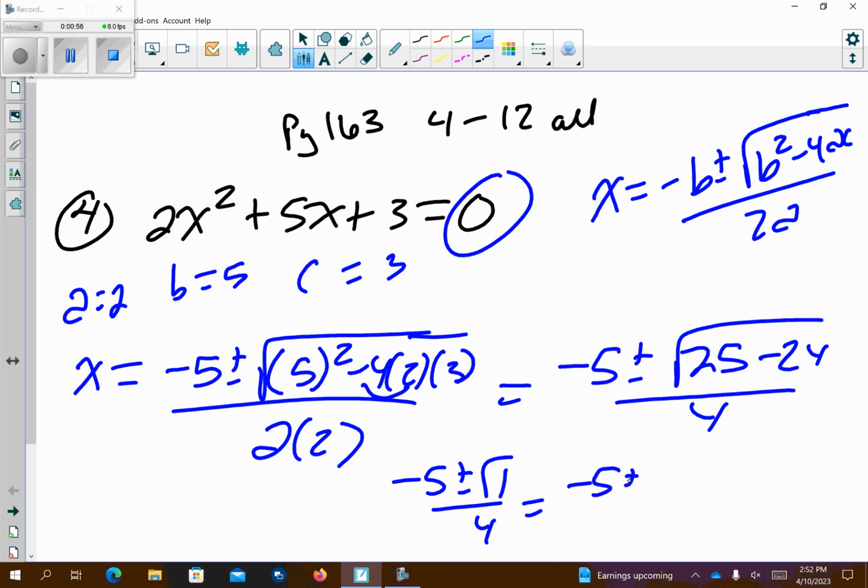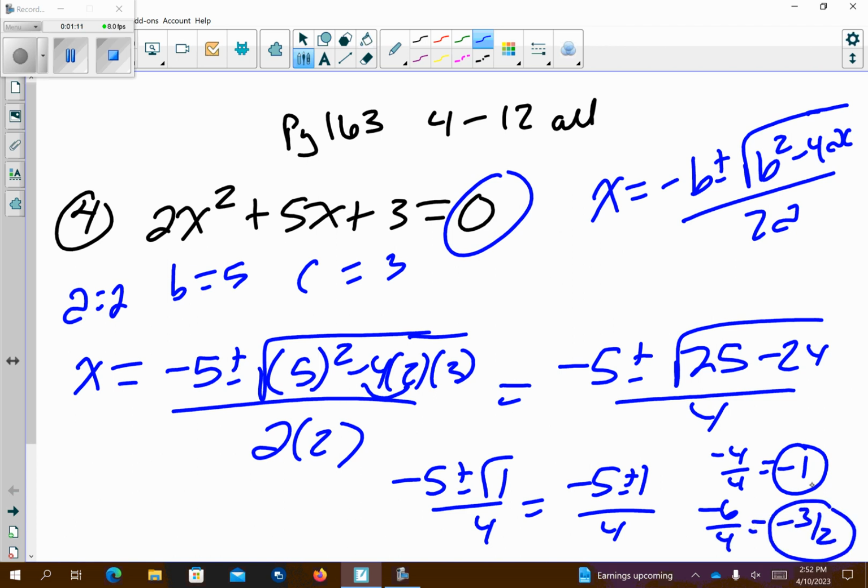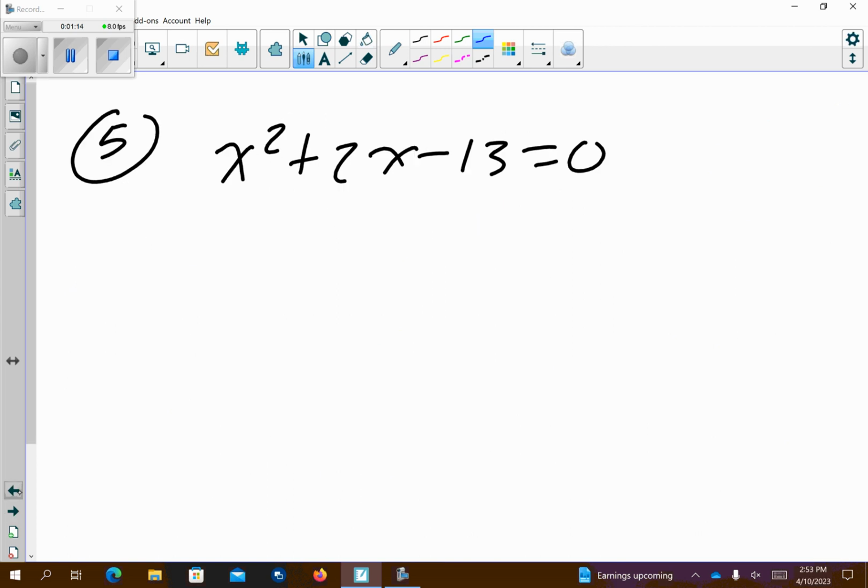Negative 5 plus or minus the square root of 1 is 1. So negative 5 plus 1 is negative 4. Negative 4 over 4 equals negative 1. That's one answer. Negative 5 minus 1 is negative 6 over 4, which reduces to negative 3 over 2. Watch your signs when you're doing these problems, okay?